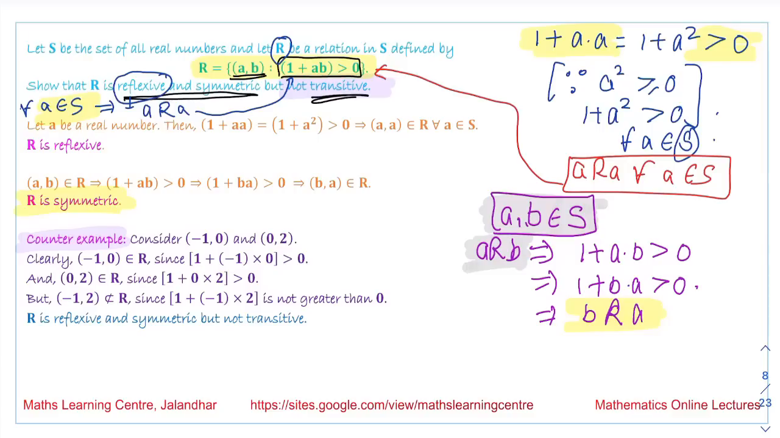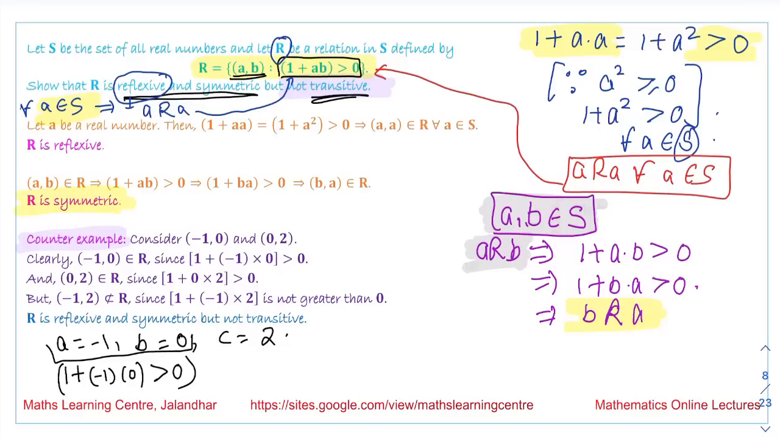So suppose the number A is equal to -1, B is equal to 0 and C is equal to 2. Then A is related to B. Why? Because 1 plus -1 into 0 is greater than 0. This implies A is related to B. When we talk about B and C, we have 1 plus 0 into 2, that is equal to 1 and it is greater than 0. It means B is related to C.